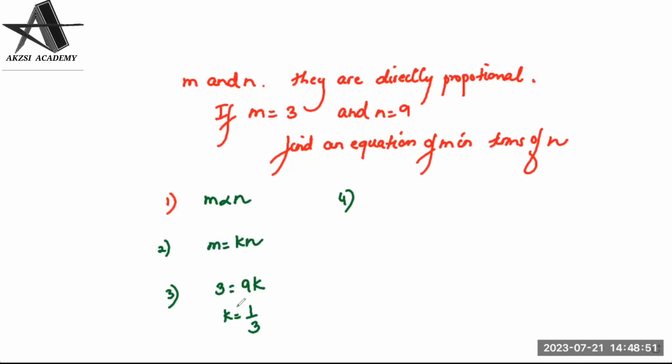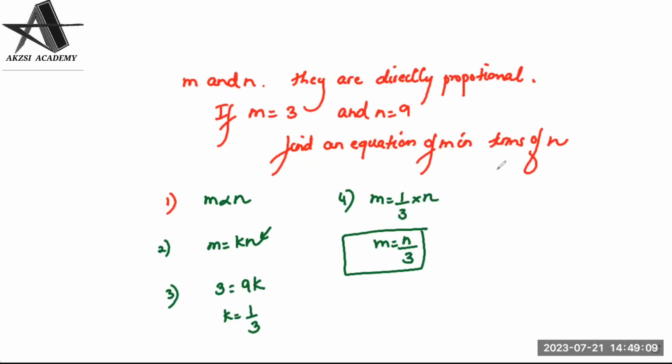So we have calculated the value of k, put it here in equation 2, the one that we calculated in step 2. m is equal to 1 by 3 times n, or m is equal to n by 3. In this way, we'll be able to find the equation.